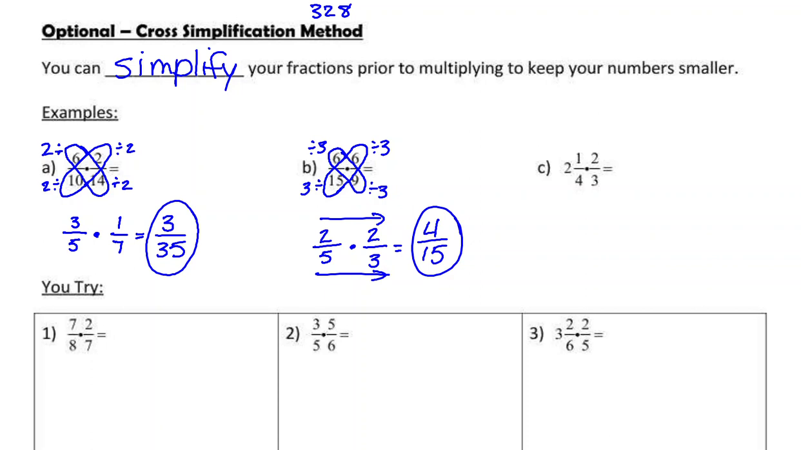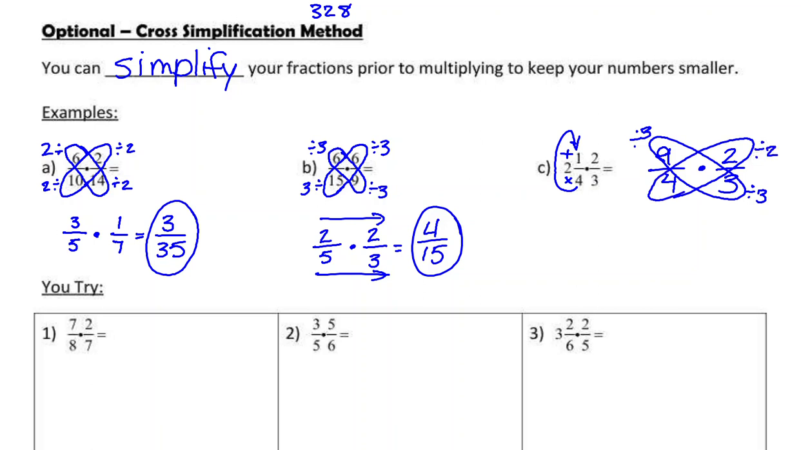Now for C, it has a mixed number, so you have to turn it into an improper fraction. 4 times 2 is 8, plus 1 is going to be 9 over 4 times 2 over 3. 9 and 3 can both simplify by 3. 2 and 4 can both simplify by 2. And they might not always simplify both directions, but these ones that we have done have simplified both. So this now becomes 9 divided by 3 is 3, 4 divided by 2 is 2, 2 divided by 2 is 1, 3 divided by 3 is 1. Multiply across the top, across the bottom, I get 3 over 2.